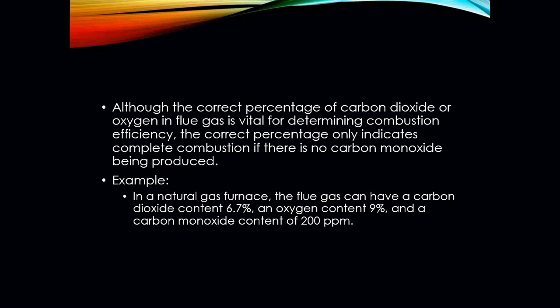Although the correct percentage of carbon dioxide and oxygen in the flue gas is vital to determining combustion efficiency, the correct percentage only indicates complete combustion if there is no carbon monoxide being produced. For example, in a natural gas furnace, the flue gas can have a carbon dioxide content of about 6.7%, an oxygen content of about 9%, and a carbon monoxide content of roughly 200 parts per million.